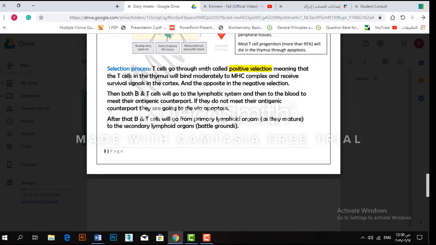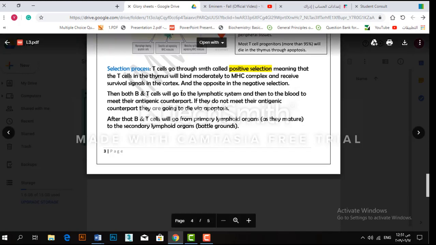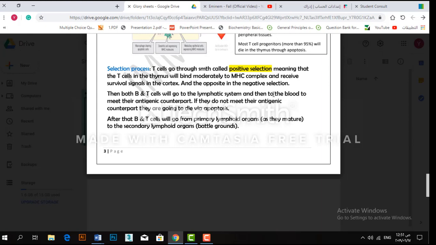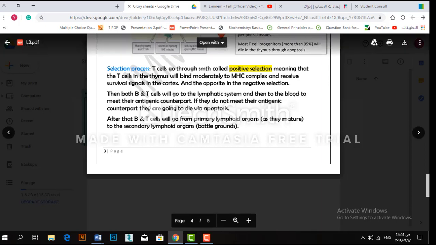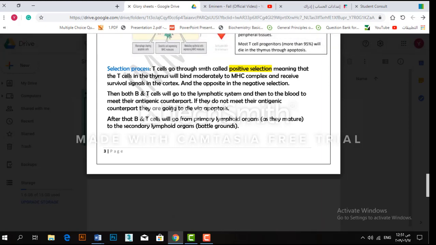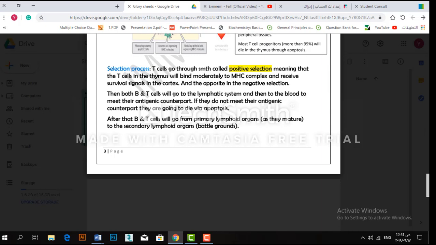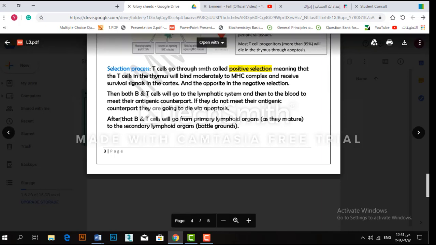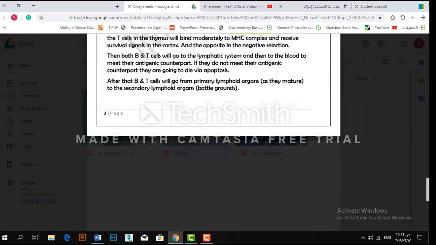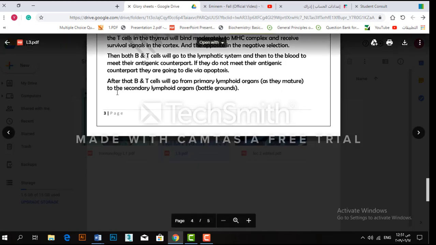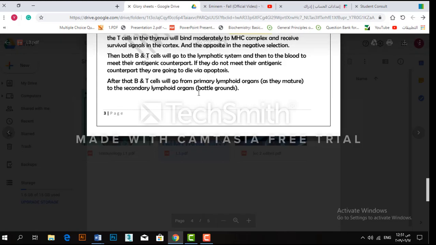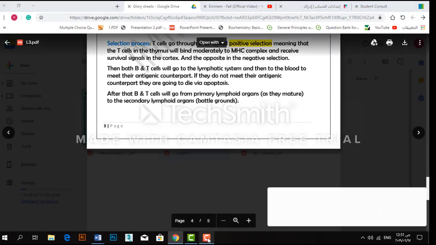Now, both B and T cells will go to the lymphatic system and then to the blood to meet their antigenic counterpart. And if they do not meet their antigenic counterpart, they are going to die via apoptosis. After that, B and T cells will go from the primary lymphoid organs as they mature to the secondary lymphoid organs, the battlegrounds, to take their place in the immune system.